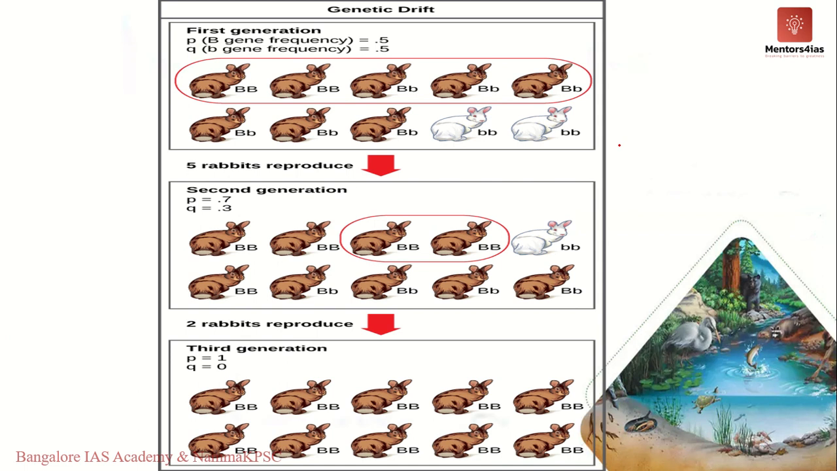Okay, so take this example over here. Let us consider a small rabbit population consisting of 8 brown rabbits and 2 white rabbits. So the frequencies of the alleles, that is capital B is one allele, small b is another allele. Capital B is dominant, whereas small b is recessive. Capital B is responsible for a brown colored coat, small b is responsible for a white colored coat. I'm pretty sure you should be able to understand and relate to this.